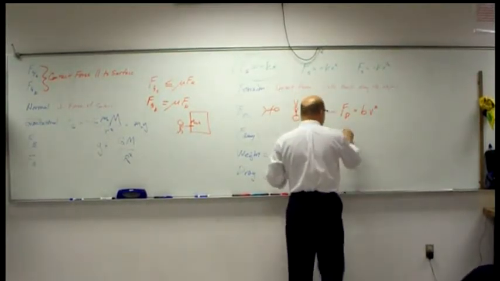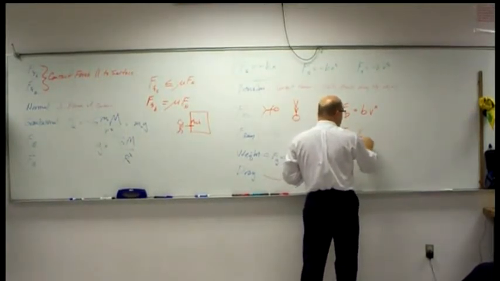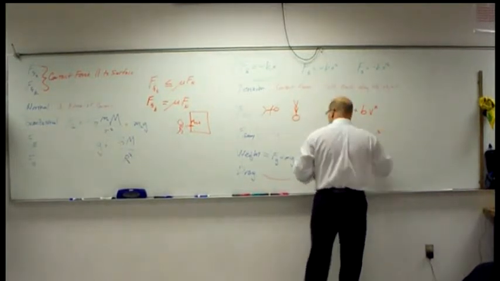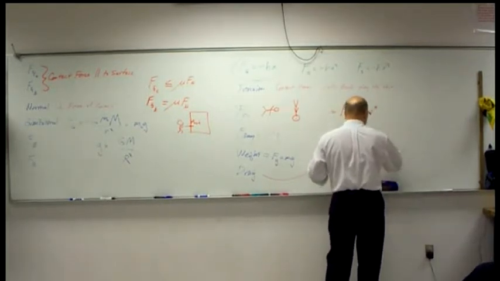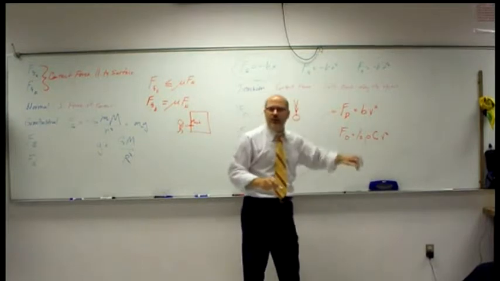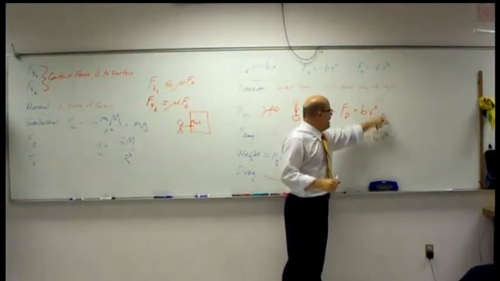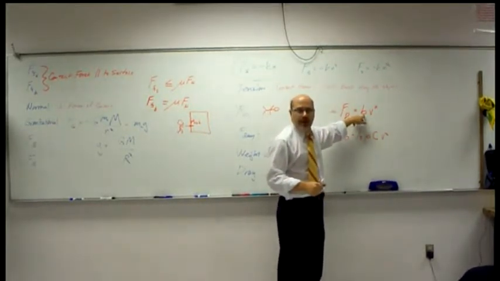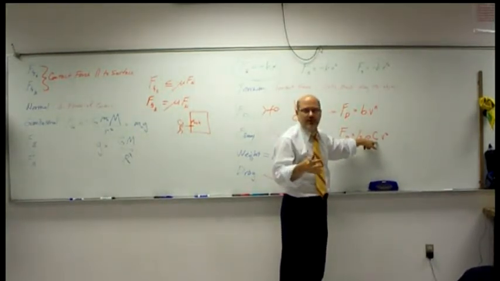So for instance, in air, we usually did this. It was 1/2 rho C v squared. This is what I used when I was in aerospace engineering. So v squared, so n was 2. What's this? That's b. Rho is the density of the air, and C is the drag coefficient.